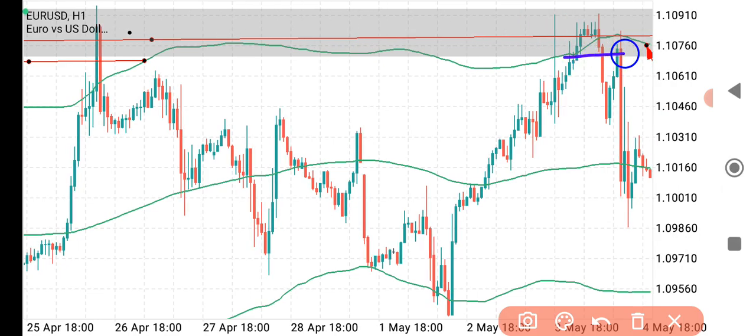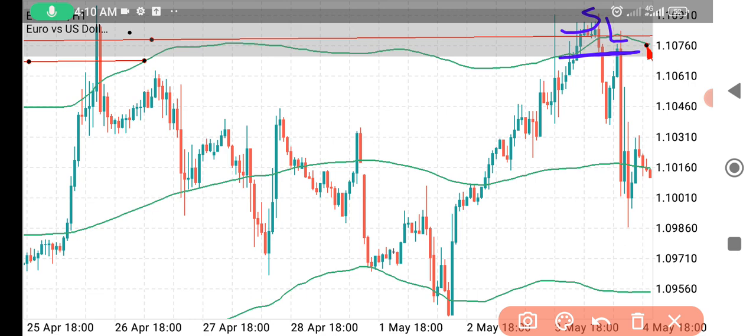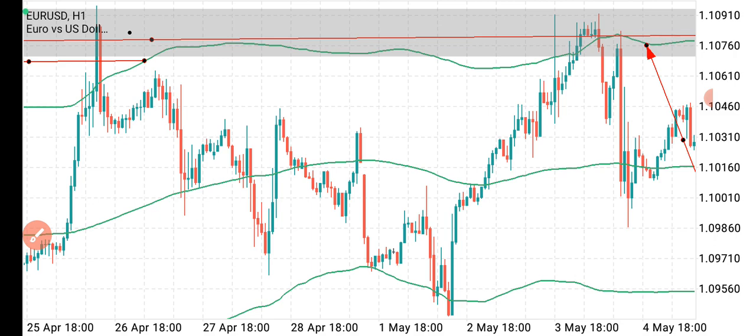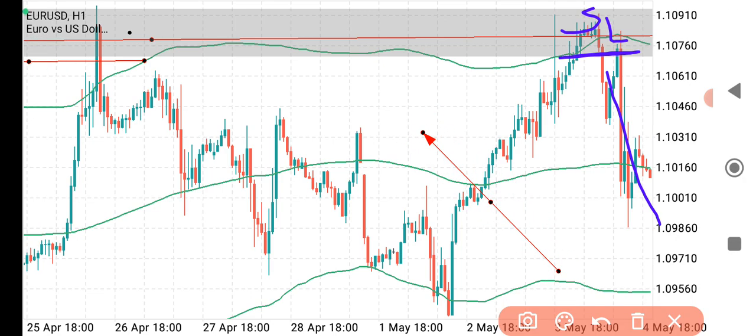You would have made your entry here at the close of this candle, and your stop loss is above the candle, and the price would have eventually gone in your favor, right? Then while you are waiting for this period, what does it mean? It simply means that for you to have this entry, you must have a double top or a double bottom. And what double top are we talking about?